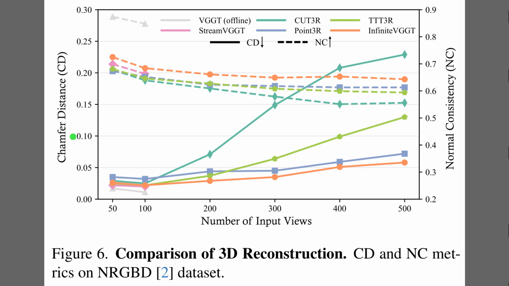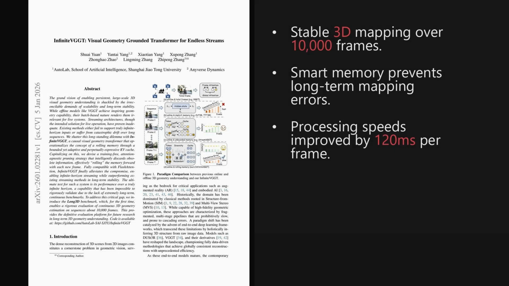While the tables showed final numbers, Figure 6 visualizes stability over time on the NRGBD dataset. The solid lines track chamfer distance, where a rise means increasing error. Notice how the solid green curve for CUT3R shoots upward, indicating catastrophic drift as frames are added. In contrast, the solid orange line for InfiniteVGGT stays flat at the bottom. The graph also shows the gray line cutting off early, which confirms that offline models simply cannot scale to these lengths.